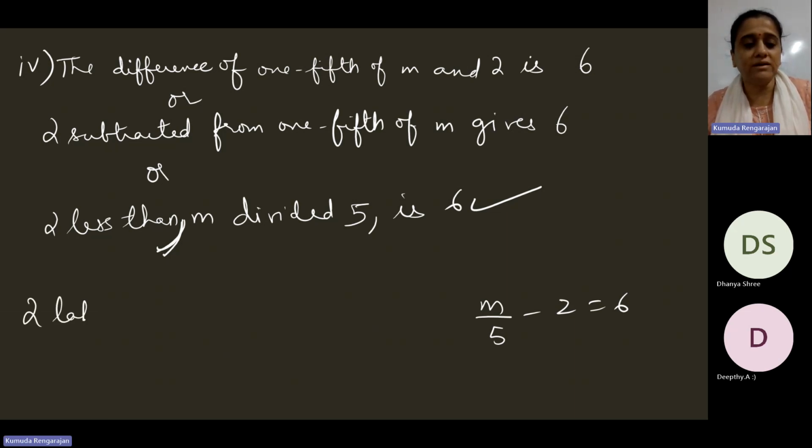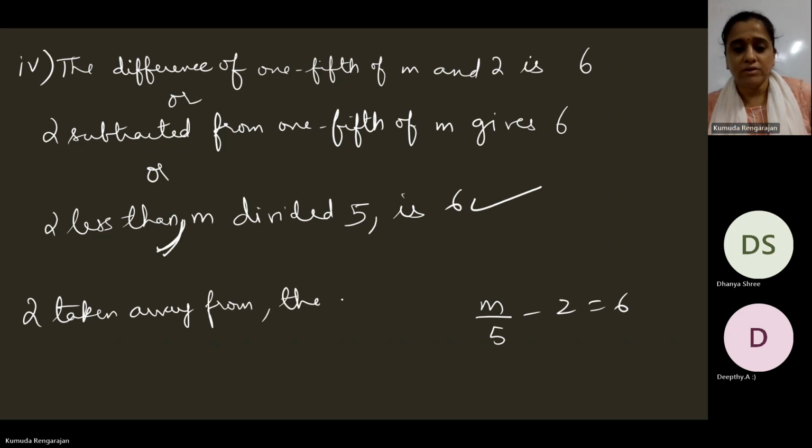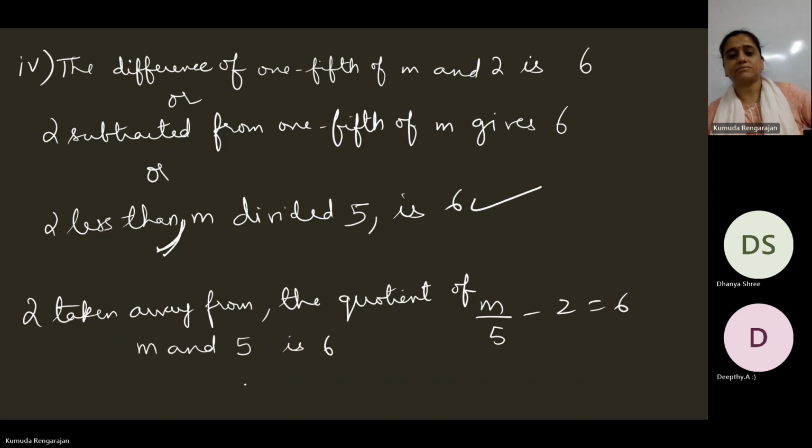2 taken away from the quotient of m and 5 is 6. Correct. Now, whatever comes after from should be written first. 2 taken away from the quotient of m and 5. The quotient of m and 5 is 6. Correct.